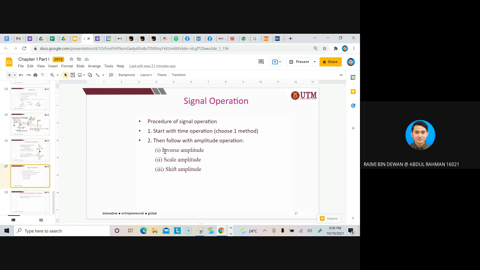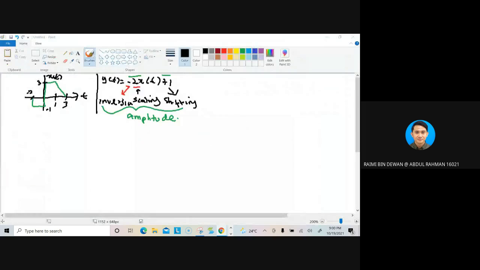First you start with inverse amplitude, second you follow with scale amplitude, and then you have shift in amplitude. So first we need to identify if any inverse amplitude is involved. You can see here, inverse is involved, so you make the inverse first. So what just now? In time operation, your mirror will be vertical.